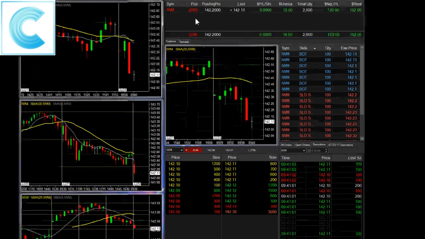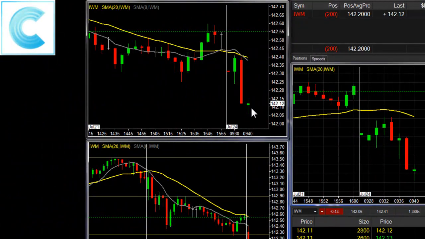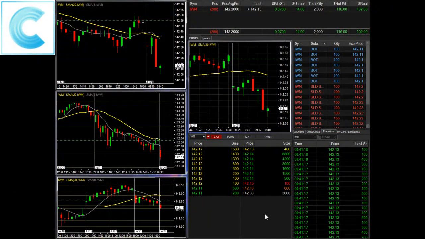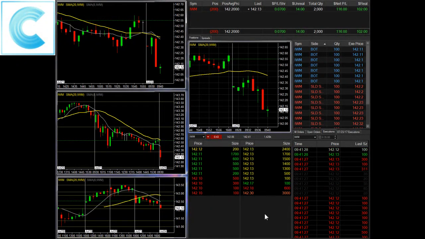So I currently have 200 shares, average price is in the 20s, last price is in the 11s, keeping an eye on the 2-minute candle, thinking about that downtrend, and I think I need to close out the rest of this position if I don't get any conviction here. Alrighty.